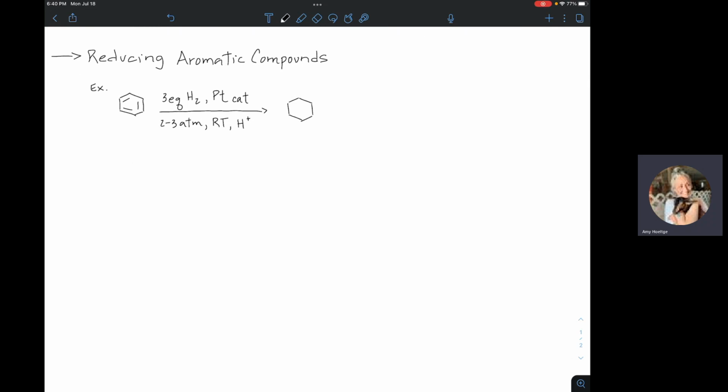You could also do a dissolving metal reaction. So I'll show you a Birch reduction. So we'll again start out with benzene. We'll take some sodium and ammonia and some methanol.